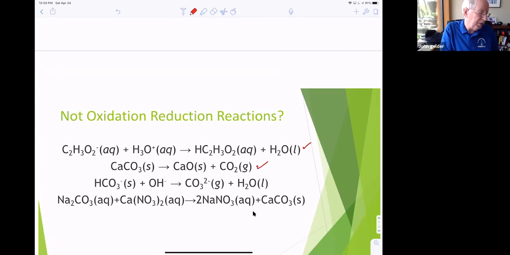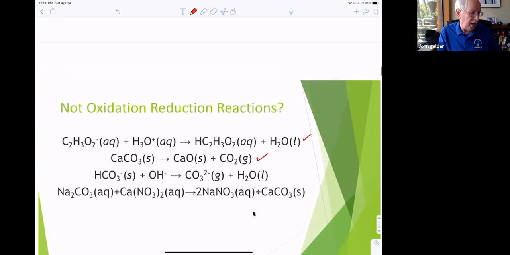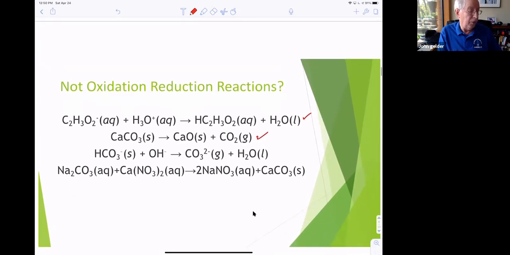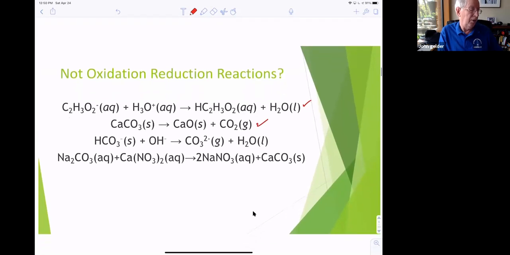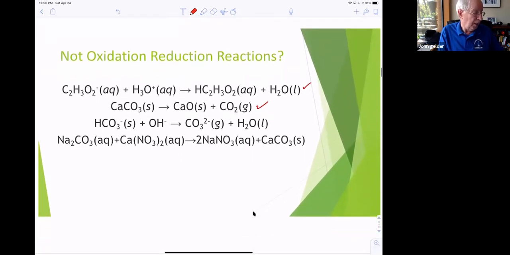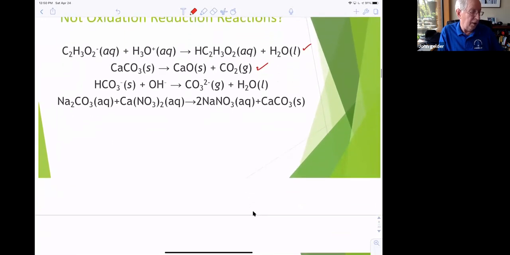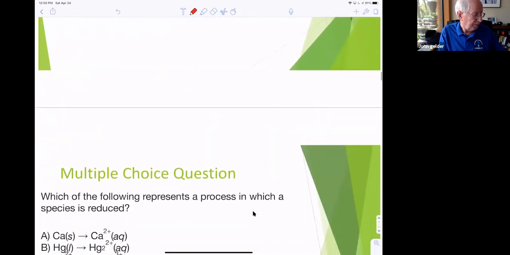Second one is just a decomposition reaction. We see there are changes in the number of oxygens around carbon, but we have to be careful, because for carbonate and CO2 there is a loss of oxygen, but when we think about the change in oxidation numbers for carbon, we don't see any change. Change in oxidation number is a characteristic of an oxidation reduction reaction. So these four are examples that are not oxidation reduction reactions.